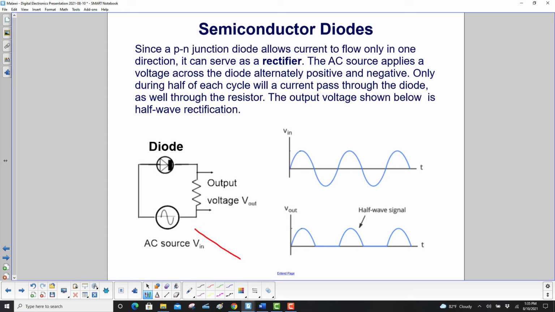The AC source here applies a voltage across the diode alternately positive and negative. Only during half of each cycle will a current pass through the diode, as well as through the resistor. The output voltage shown below is half-wave rectification. So here's the voltage coming out of the AC source, but only when it's flowing in the positive direction will the diode pass a current. Therefore, you're left with these pieces here, which is a half-wave signal. The ones on the bottom are blocked by trying to flow through the diode in the wrong direction.